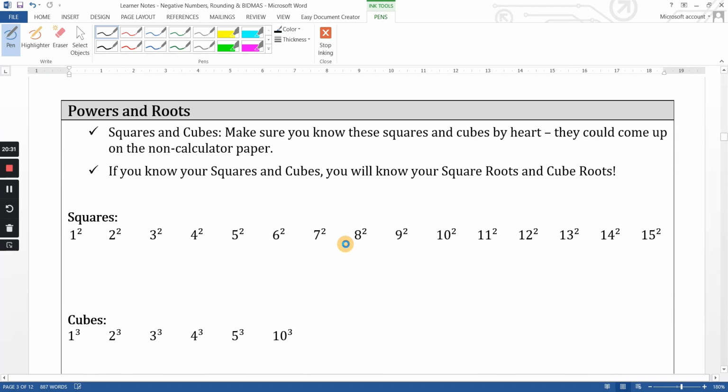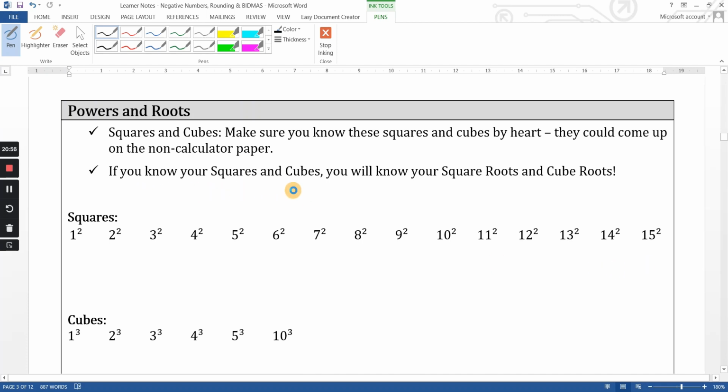Let's move on to powers and roots. So I need to show you guys what these are. You might have seen square numbers before, cube numbers. So squares and cubes, make sure you know these squares and cubes by heart. They could come up on the non-calculator paper. And if you don't know them by heart, you can work them out as well. Like, what's 14 squared? Well, it's the same as 14 times by 14. If you work that out, you'll get your answer.